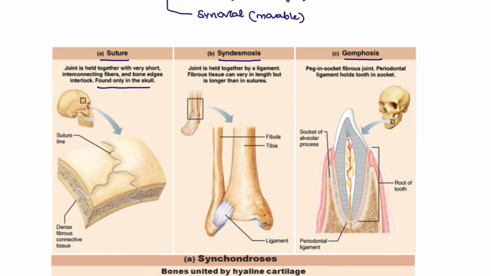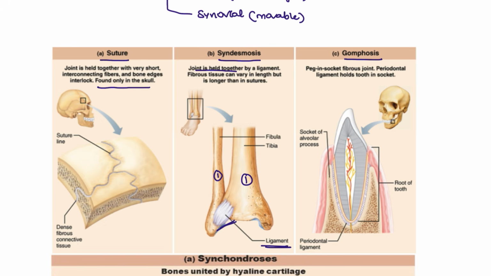Next, syndesmosis. Syndesmosis is a joint which is held together by a ligament. So for example, this is one bone and this is another bone. These both have to be joined together by a ligament, and that is known as a syndesmosis.